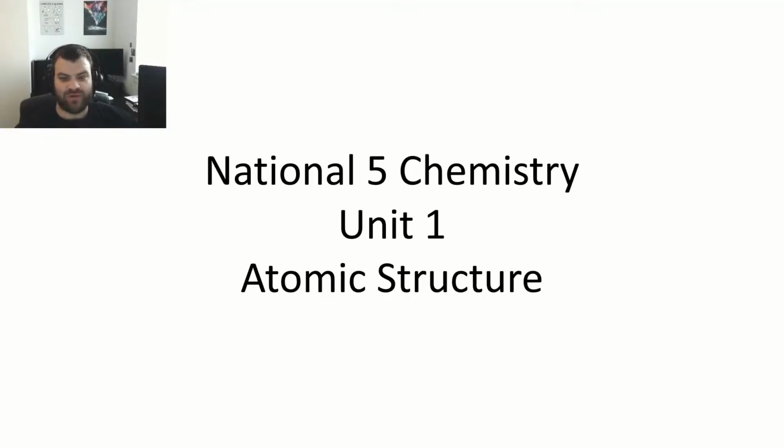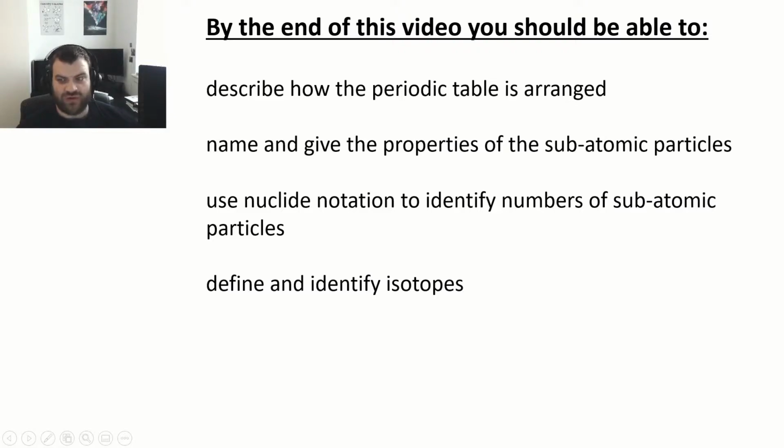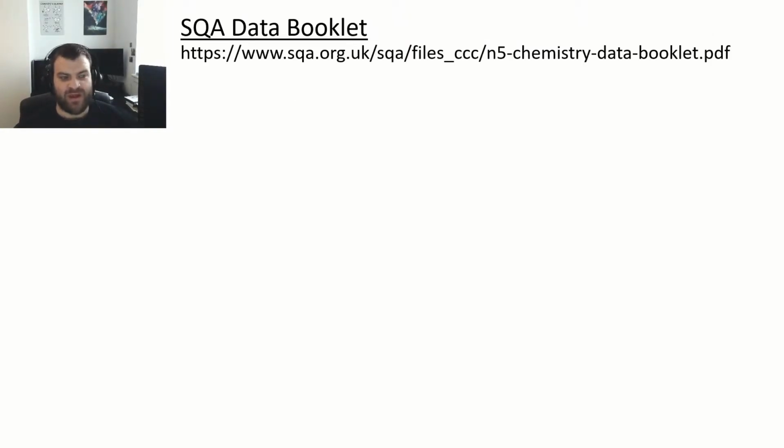In this video, we'll talk through the National 5 Chemistry Unit 1 topic of atomic structure. By the end of this video, you should be able to describe how the periodic table is arranged, name and give properties of the subatomic particles, use nuclide notation to identify the numbers of the subatomic particles, and define and identify isotopes.